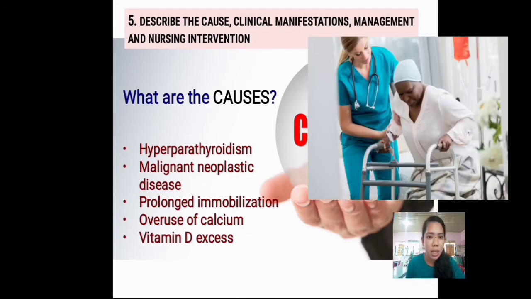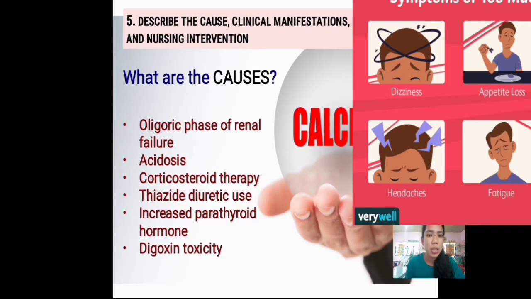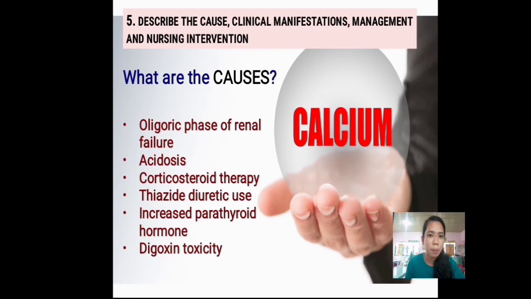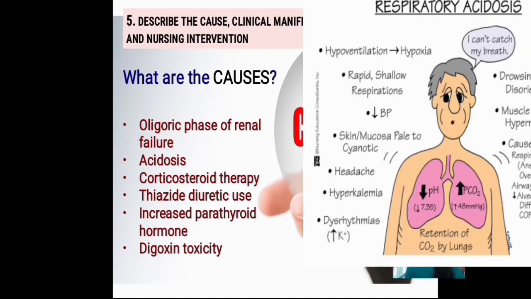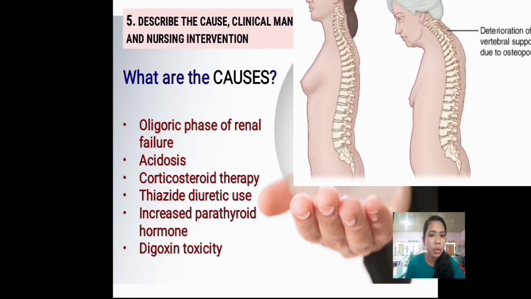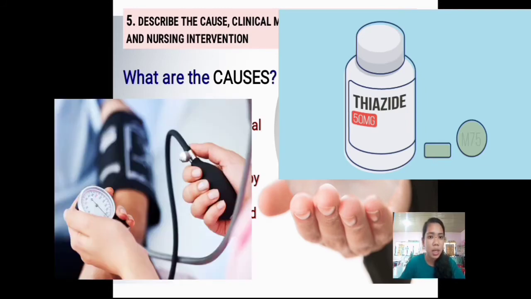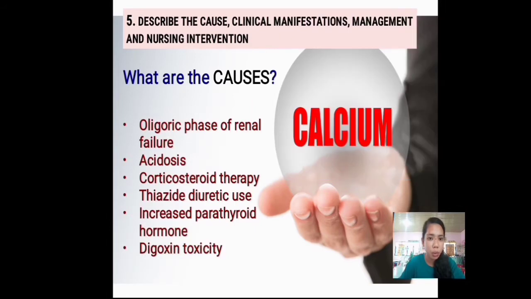then prolonged immobilization, overuse of calcium, vitamin D excess, oliguric phase of renal failure, wherein the patient can urinate only 400 milliliters of urine every day, acidosis, which is the excessive acid in the body, and corticosteroid therapy. The patient can have osteoporosis or loss in bone when taking this therapy. Next is thiazide diuretic use, a medication used for high blood pressure. Next is increased parathyroid hormone, and then digoxin toxicity.